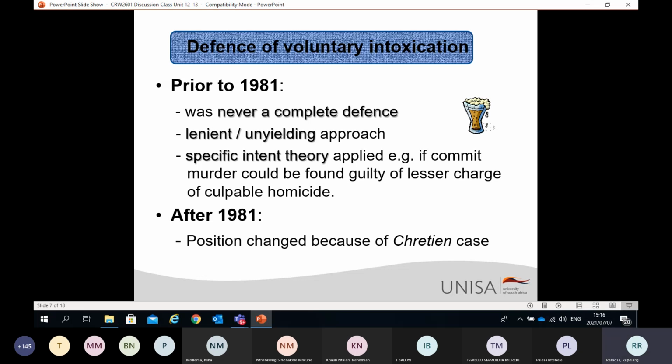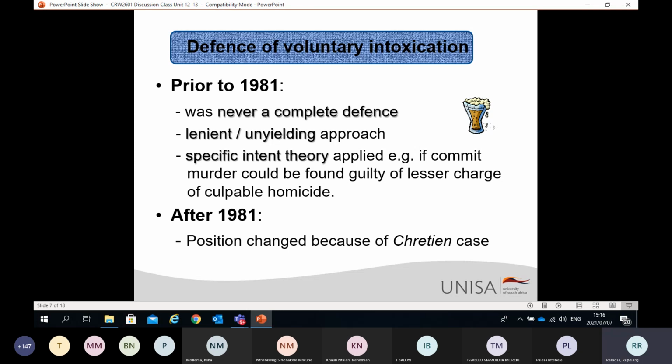So, for example, murder was a crime requiring specific intent. If there was proof of intoxication, then what happened would be that you will not be guilty of murder, but you will be guilty of culpable homicide. Another crime that required specific intent is attempted murder. If you were charged with attempted murder and it was established that you were intoxicated, all that would happen is that it will eliminate that attempted murder charge. You will not be found liable for attempted murder, but you will be found liable for common assault.